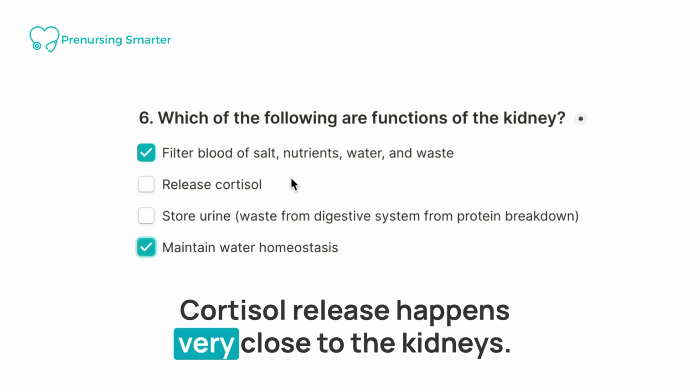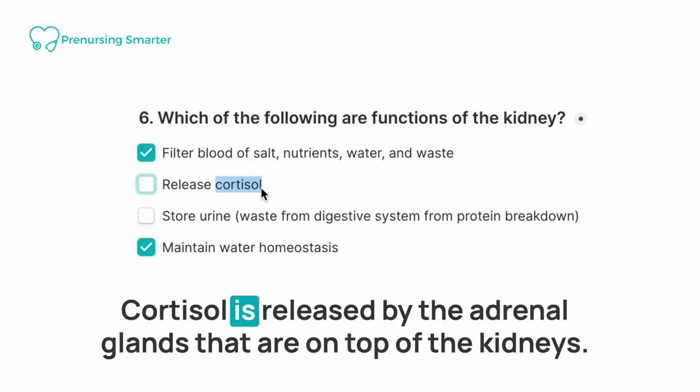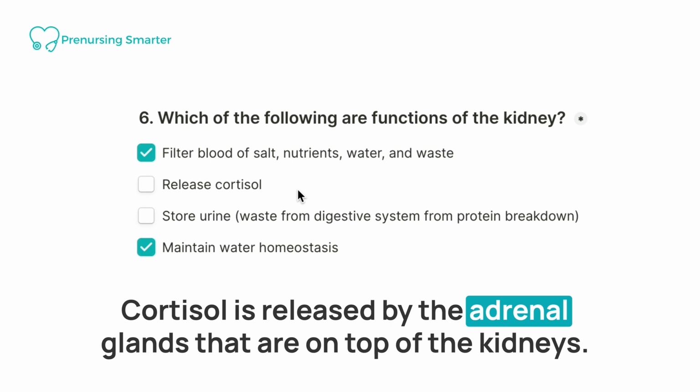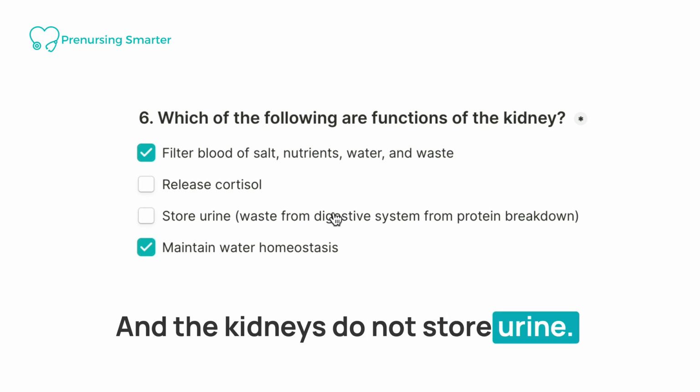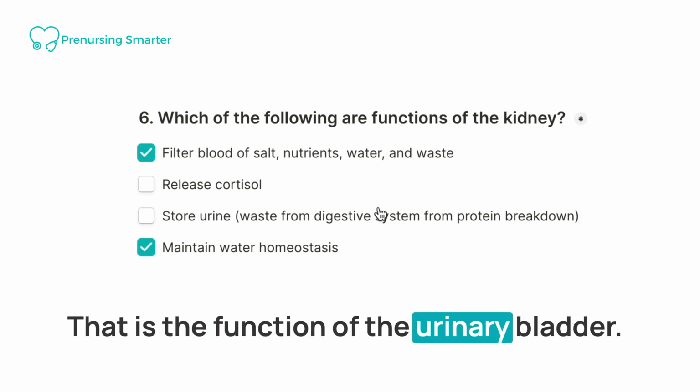Cortisol release happens very close to the kidneys. Cortisol is released by the adrenal glands that are on top of the kidneys, so it's very close, but there is a better answer here. And the kidneys do not store urine. That is the function of the urinary bladder.